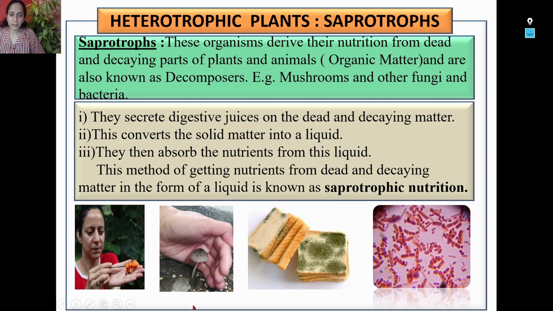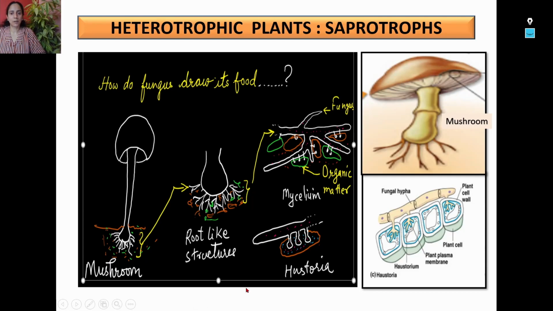So how are they doing it? Let's try to revise that once again. This is how a fungus draws its food. This is a fungus. It can be any mushroom. Now you have to pay attention to the root-like structures which are in contact with the dead decaying organic matter. This is a slightly enlarged view of the same. These root-like structures are coiling or are very near to that dead decaying organic matter, and they are also making certain connections with the organic matter with the help of certain structures called haustoria.